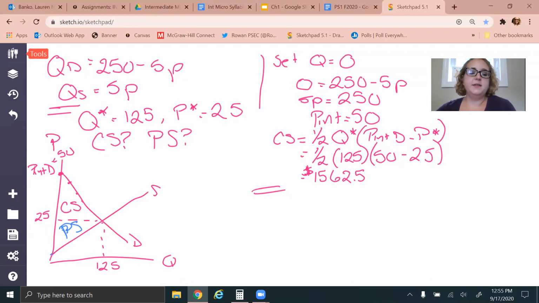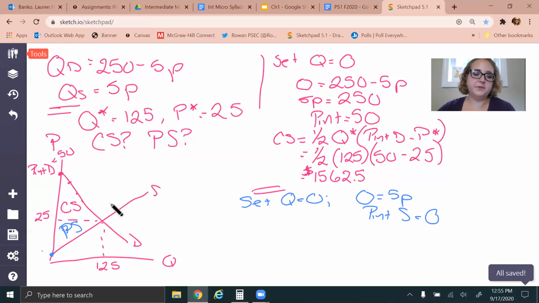So we need the intercept for supply. We're still going to set the quantity equal to 0, but we do that in the supply function. So this 5p up here. So it just looks like 0 equals 5p. We solve for p, divide by 5 on both sides. The intercept is actually 0.